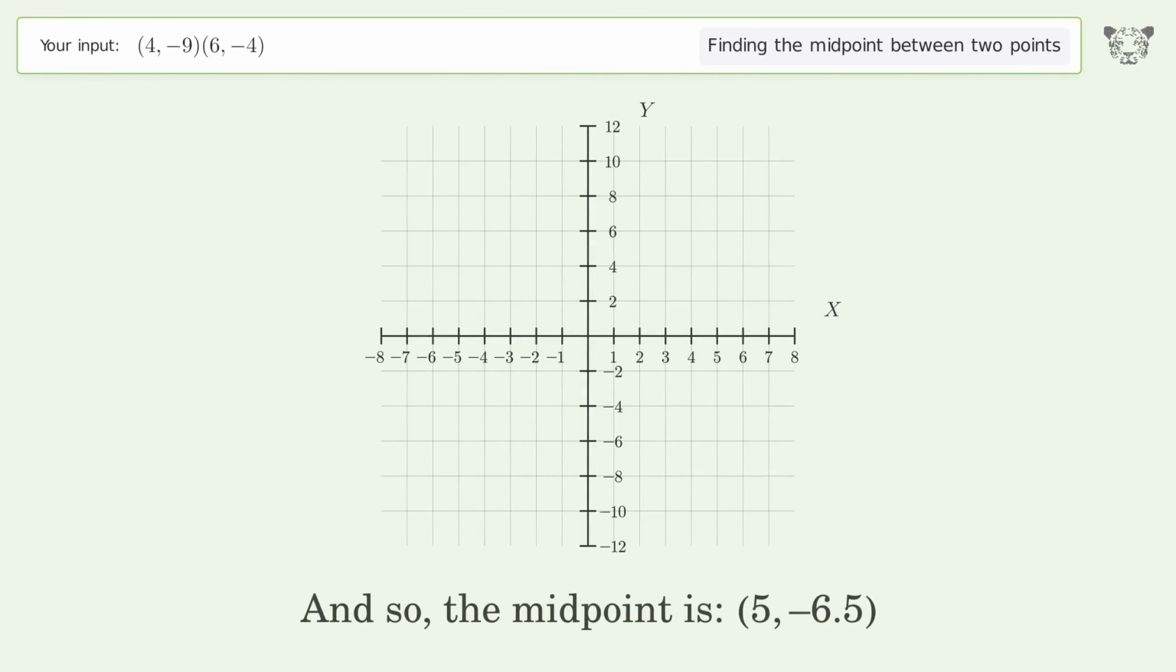And so, the midpoint is 5, negative 6.5.